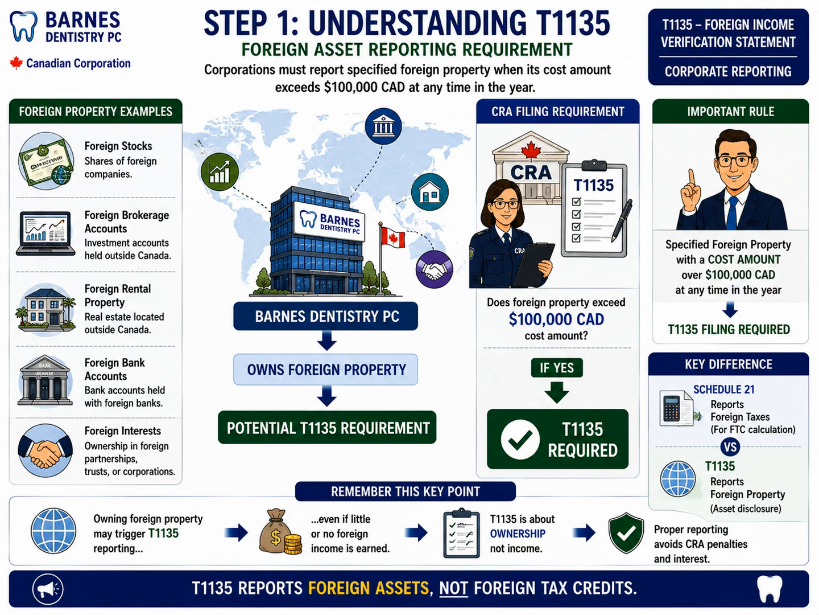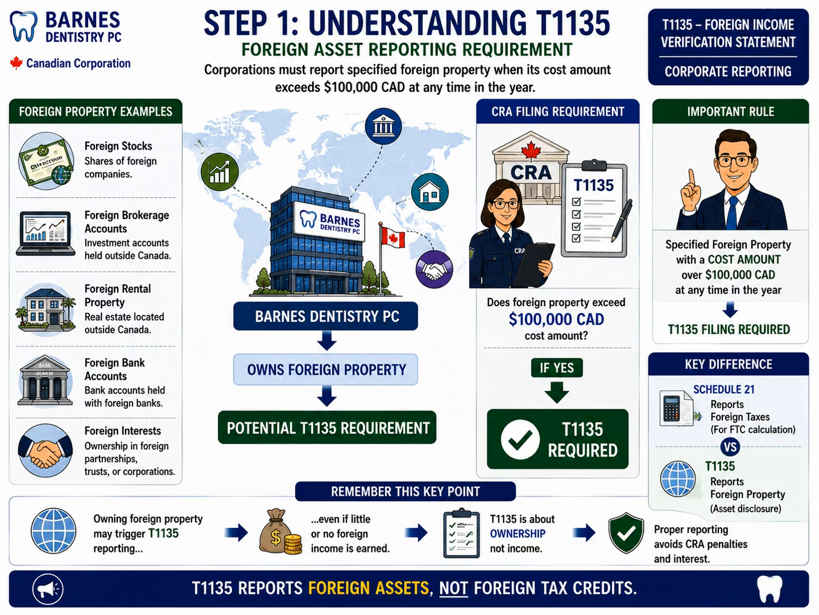Let's begin in the center of the slide. Here we see Barnes Dentistry Professional Corporation surrounded by investments and assets located in different countries around the world. The corporation may own foreign stocks. It may have a foreign brokerage account. It may own rental property outside Canada. Or it may hold funds in foreign bank accounts. These assets are examples of what the CRA calls specified foreign property. The key question is not how much income these assets generate. The key question is whether the corporation owns them. That's an important distinction that many new tax preparers miss.